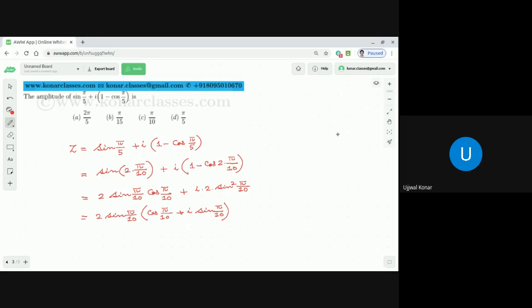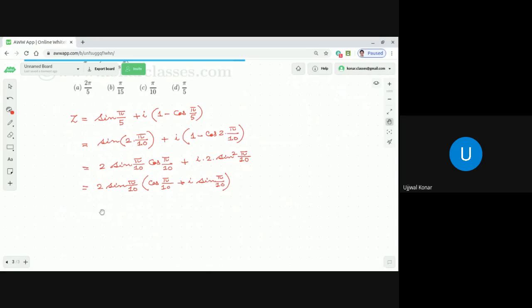So now what will be the argument? The 2 sine pi by 10 doesn't come into the picture because it will get cancelled in the numerator and denominator. So the amplitude of Z is actually tan inverse of, you can write this as 2 sine pi by 10 into sine pi by 10, divided by 2 sine pi by 10 into cos pi by 10.